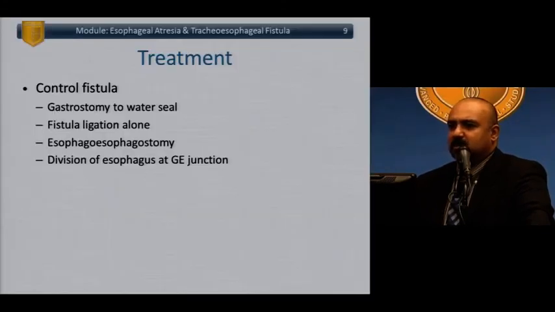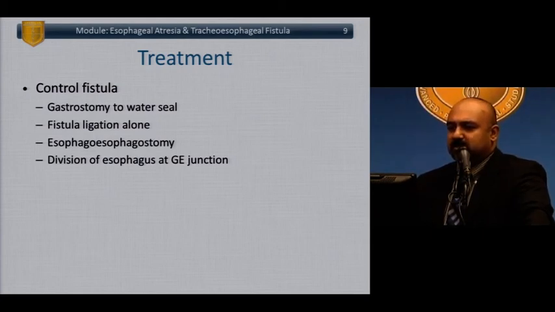Treatments for this, really you want to control the fistula if there's a fistula because it's in continuity with the GI tract. The stomach can reflux up. It goes directly into the lungs, and the patients develop pneumonias, aspirations, and have respiratory distress. So the first thing you want to do is control the fistula.